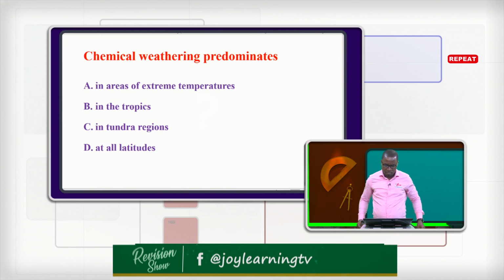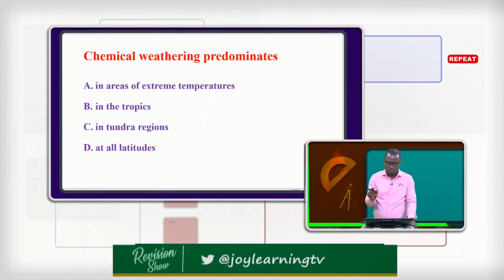Chemical weathering predominates. A, in areas of extreme temperatures. B, in the tropics. C, in tundra regions. D, at all latitudes.